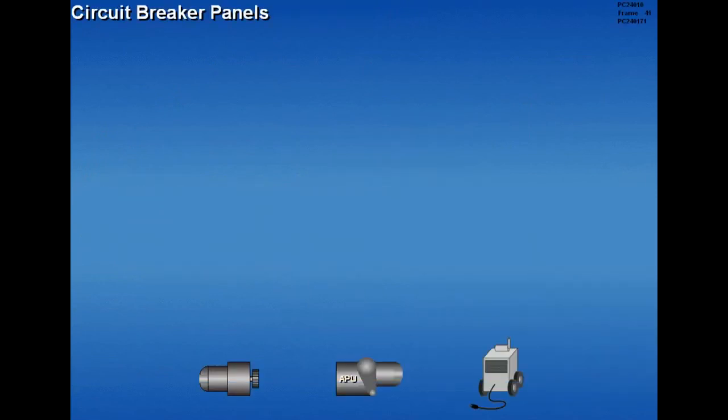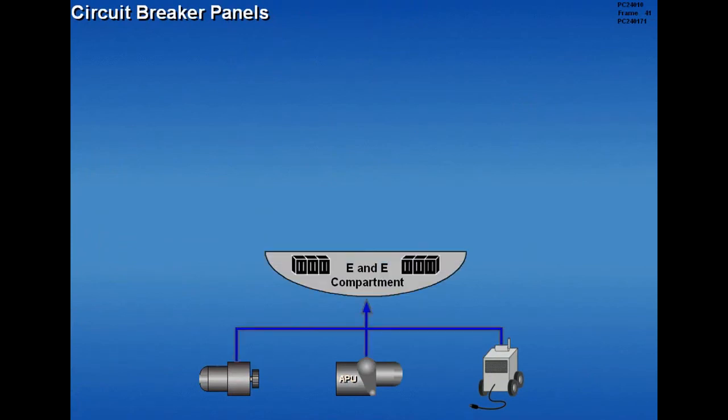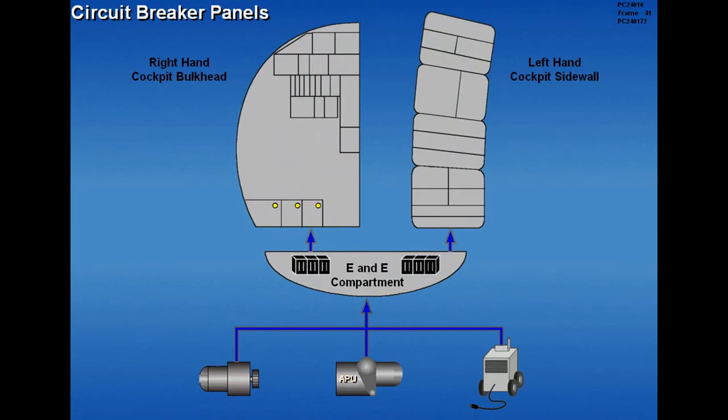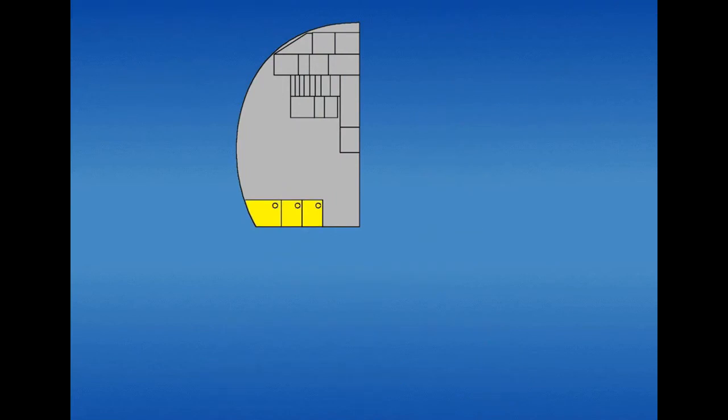Power from the engine-driven generators, APU, or external power is routed through the E&E compartment to circuit breaker panels located on the right-hand cockpit bulkhead and on the left-hand cockpit sidewall. The bulkhead panel is labeled P6 and the sidewall panel is labeled P18. The lower section of the P6 panel contains the circuit breakers for the heavy electrical load items.